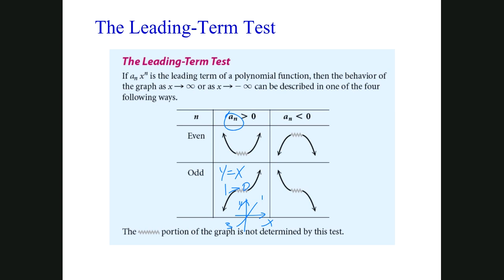When the coefficient is negative, like negative x cubed, so this coefficient is negative, how does it look?